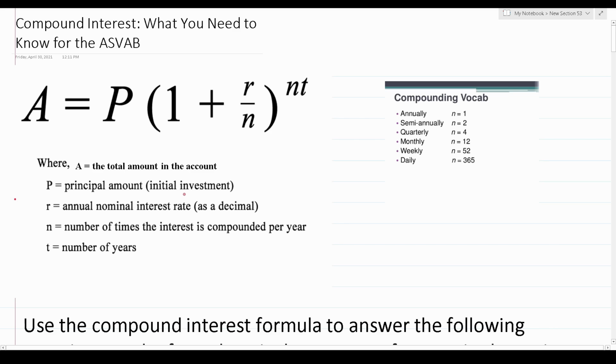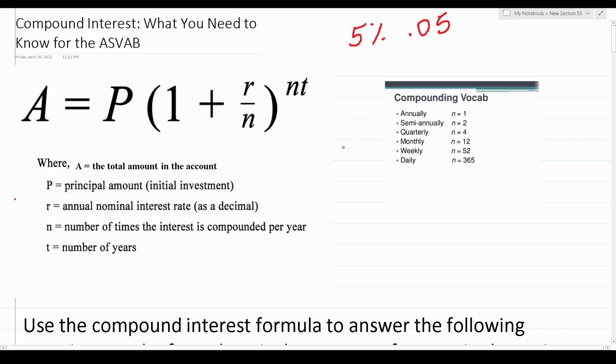Okay, so as we look through these word problems, you'll see that I'll identify P as the amount that you invest. R is your annual nominal interest rate, and you're always going to express that in this formula in decimal form. So for example, if we're told we have an interest rate of 5%, in decimal form, that's going to be 0.05. N refers to the number of times the interest is compounded per year.